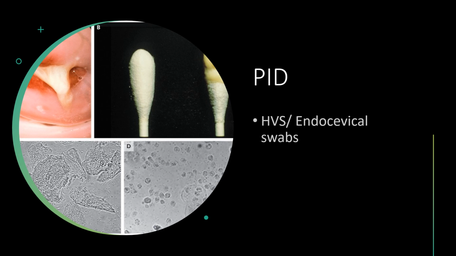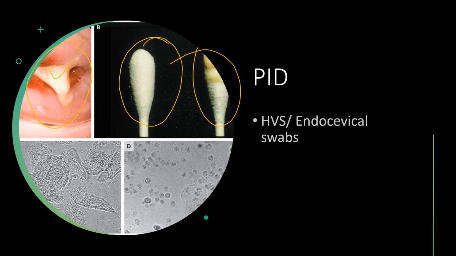These are the pictures showing the gross examination of the cervix, showing the presence of pus. This is the instrument from which we are taking the sample of the pus, and these are the microscopic presentation of the organism.